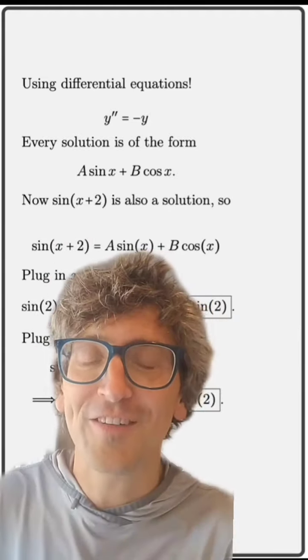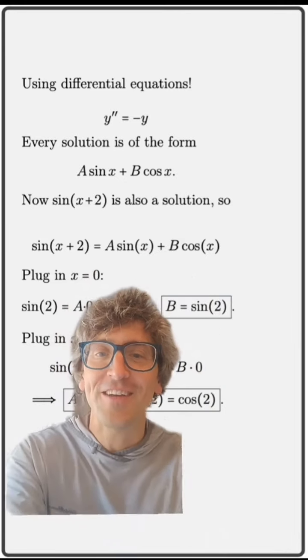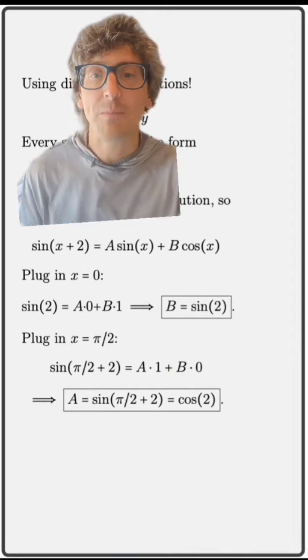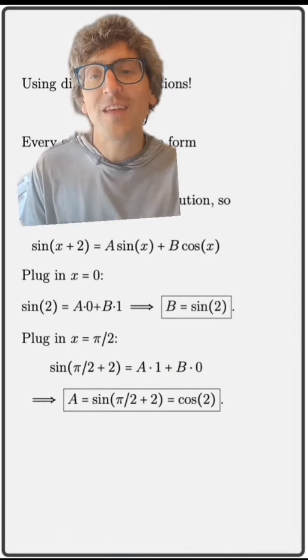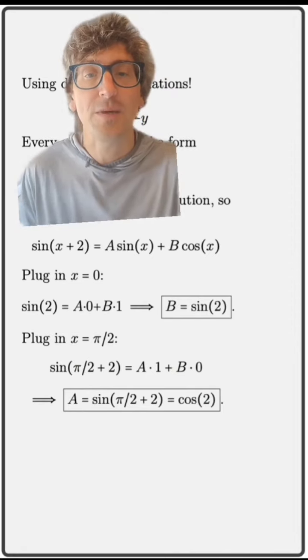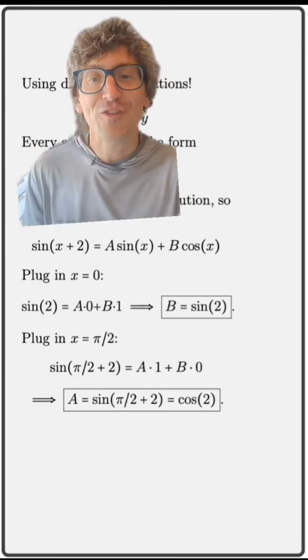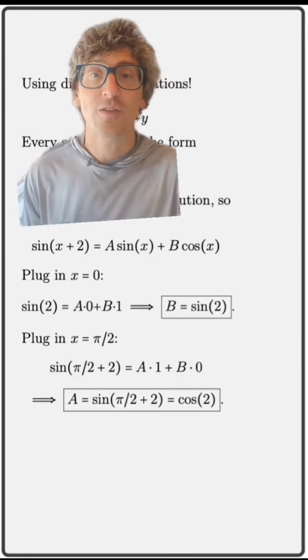Now, what are those constants? Well, just plug in some values and let's see. And so some convenient values to plug in are maybe 0 and pi over 2. If you plug those in, they immediately tell you what a and b have to be. Down here at the bottom, notice I use the fact that if you take the sine curve and you shift it by pi over 2, you actually get the cosine curve.